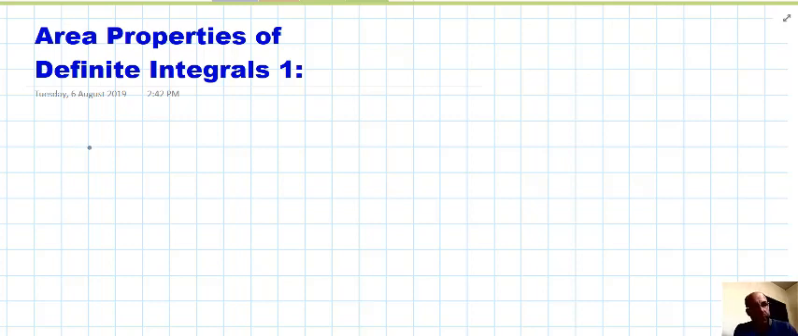Here we're going to look at the area properties of definite integrals. For this video to work for you, you need to understand what an integral is, have a basic understanding of calculus, and be able to do definite integration. In this video we're going to link back to the fundamental theorem of calculus.